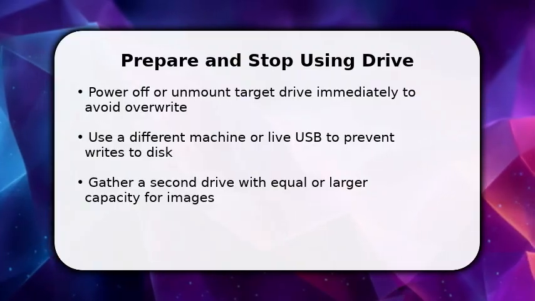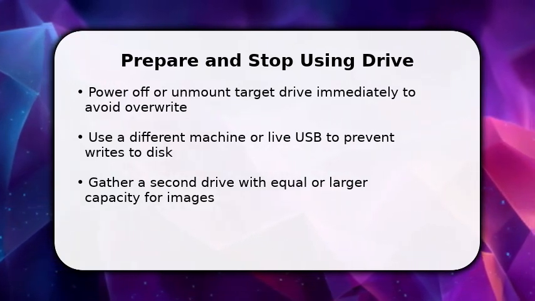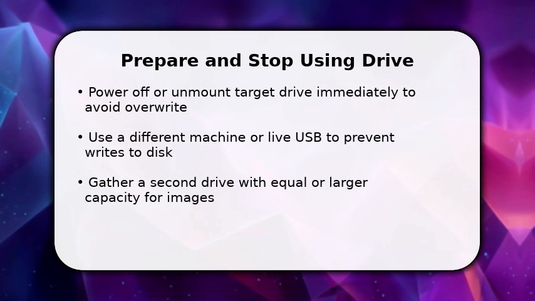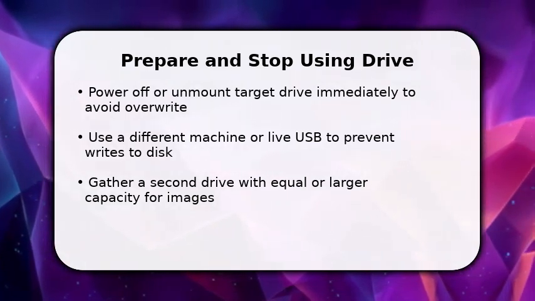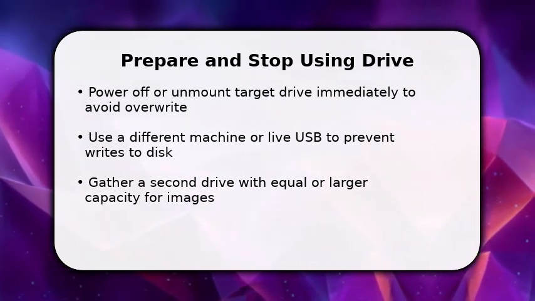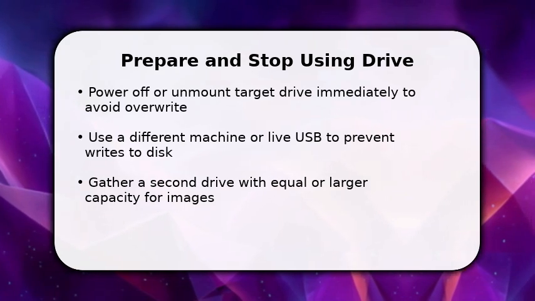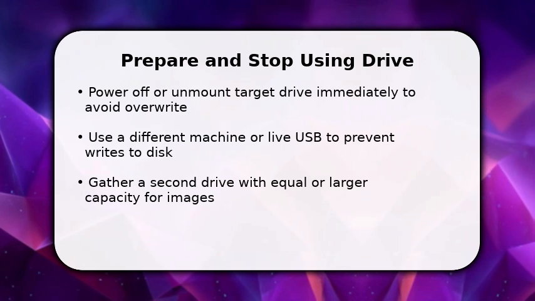You must stop using the affected disk right now to prevent further data loss. Once powered off, connect the drive only to a controlled recovery environment or boot a Linux Live USB. Make an image copy to a second drive using bit-for-bit imaging tools so you preserve current state. This is the safest working copy. You'll work on the image, not the original.